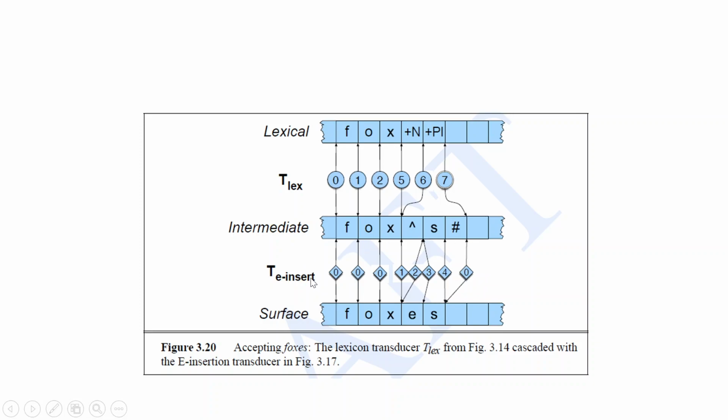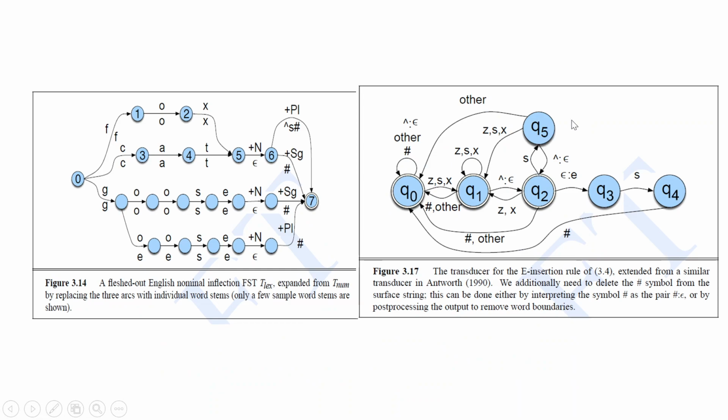Now the next is another FST here, the E insert. We are only looking at one orthographic rule in this case. For this particular E insert FST, the input is the intermediate and the output is the surface. This is the actual FST which we are talking about.